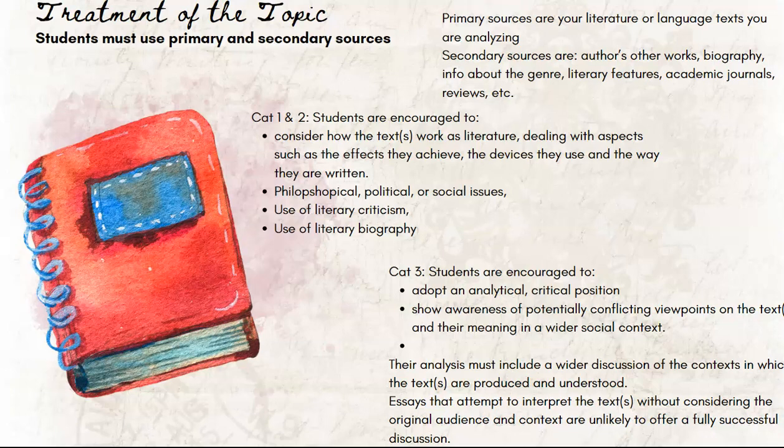And then finally, maybe you want to analyze category 1 or 2 through the treatment of a literary biography. How does this text actually act as a representative of this author's moment in his life when he believed X, something like that. If you're working on a category 3, rather than that, you want to focus on how you can adopt an analytical critical position based off of language. So you really are going to focus on perhaps conflicting viewpoints on these images or the text and how they create a wider social context.